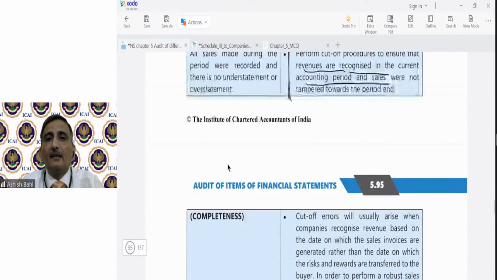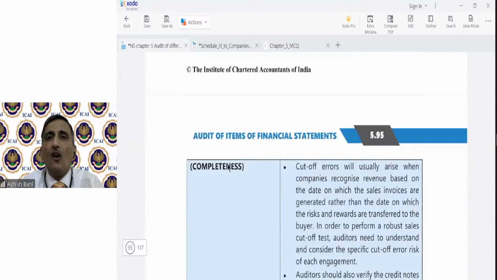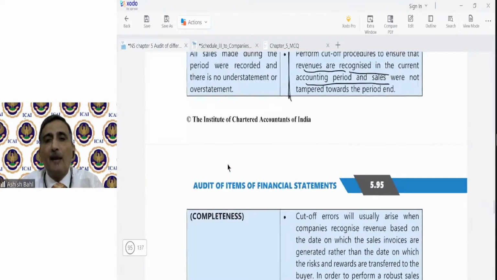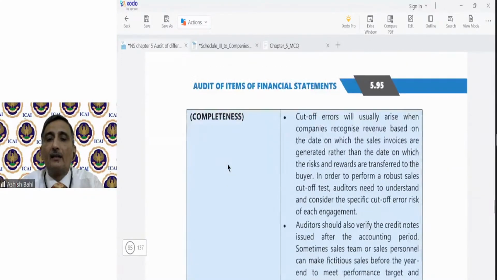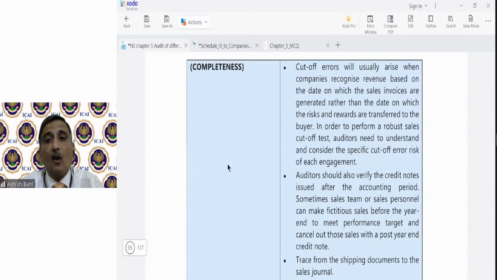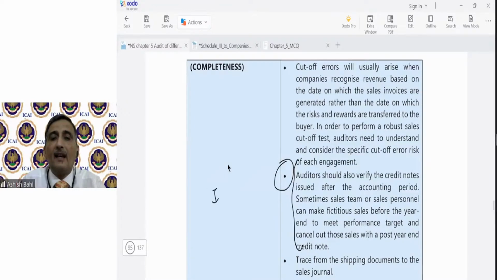So completeness means that all the sales which should have been recorded have been recorded, that the sales recorded are complete. So obviously the auditor would be checking cutoff regarding these, and he would also verify credit notes issued after the accounting period. Now this is an important point. So this we have discussed earlier also.